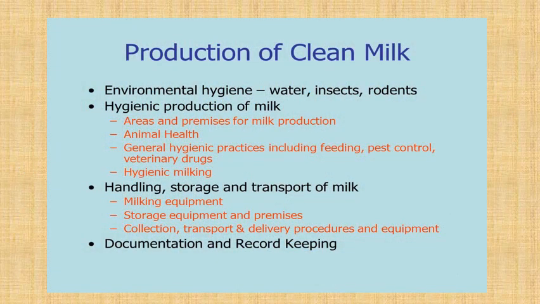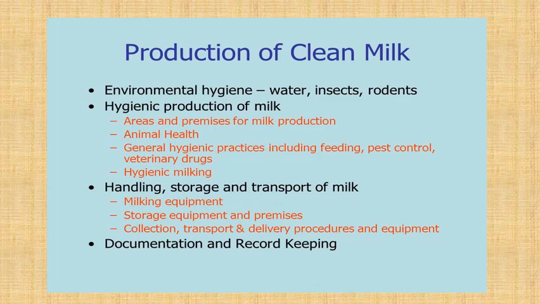So here once again we will see the different aspects at a glance about the production of clean milk. First is environmental hygiene, that is about the surroundings, the water, insects, rodents, about the milk cow barn or the milking shed. Then hygienic production of milk, in which areas and premises of milk production should be hygienic. Animal health or animal hygiene: animals should be clean. General hygienic practices including feeding, pest control, veterinary drugs. Then hygienic milking, that is about the workers and the vessels.